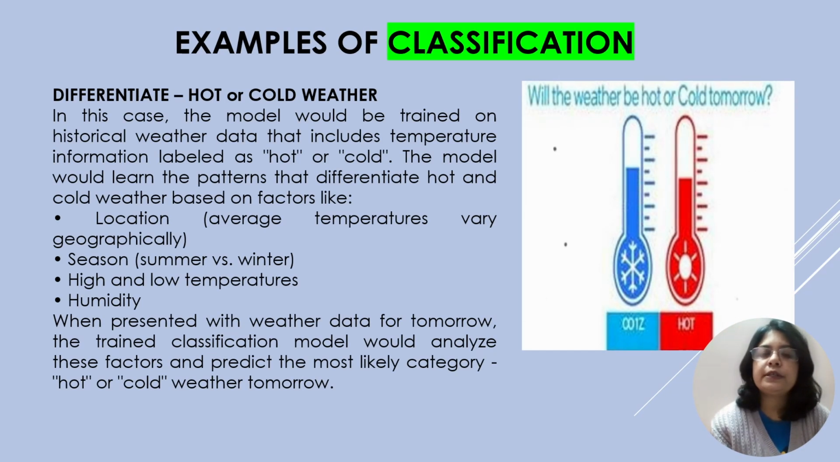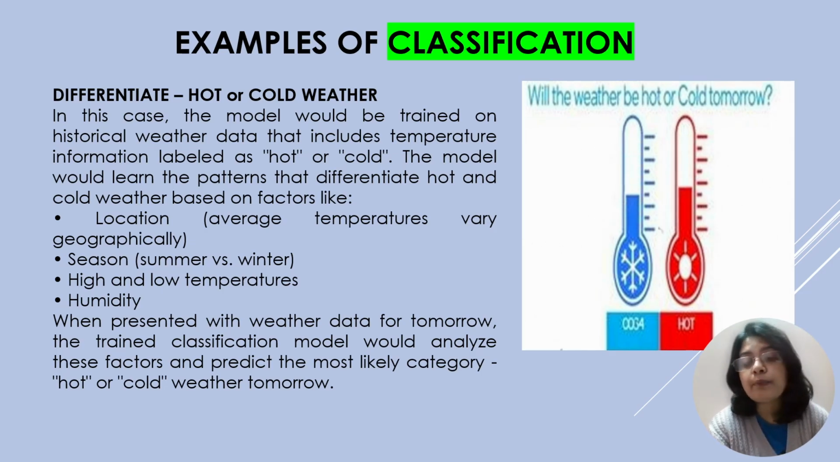So this is one of the examples of classification, to differentiate between hot or cold weather. In this example, the model will tell us whether today is hot or cold, giving the label. It will not tell us what the temperature is today. It will not tell us any number. It will just tell us whether it's hot or cold. So the labels are hot or cold. Telling the temperature will come under prediction, not classification.